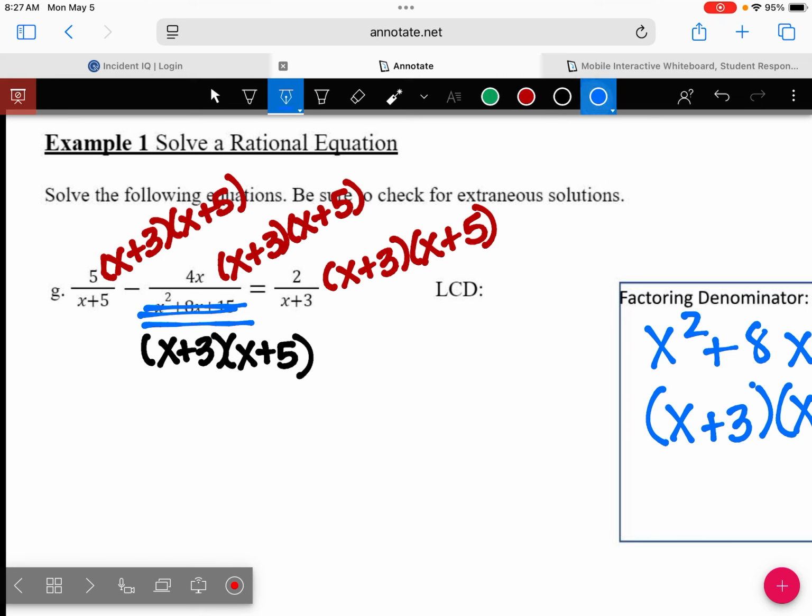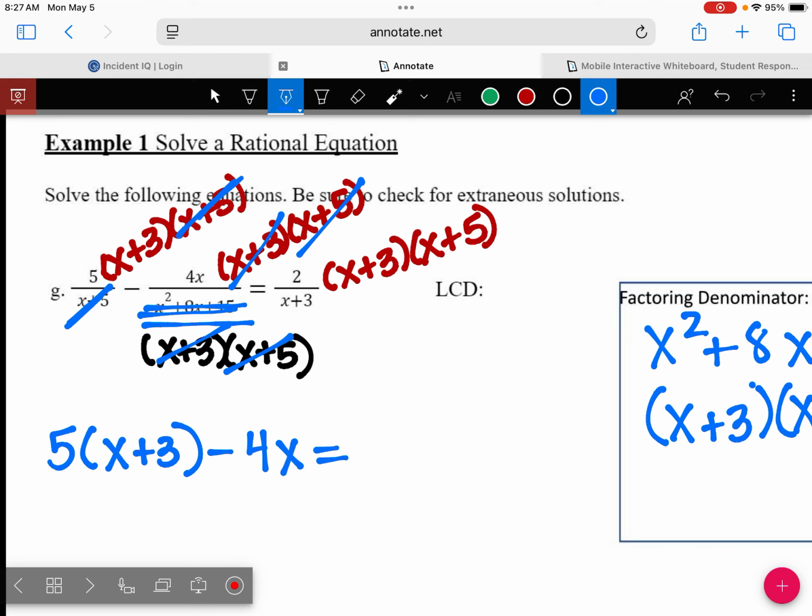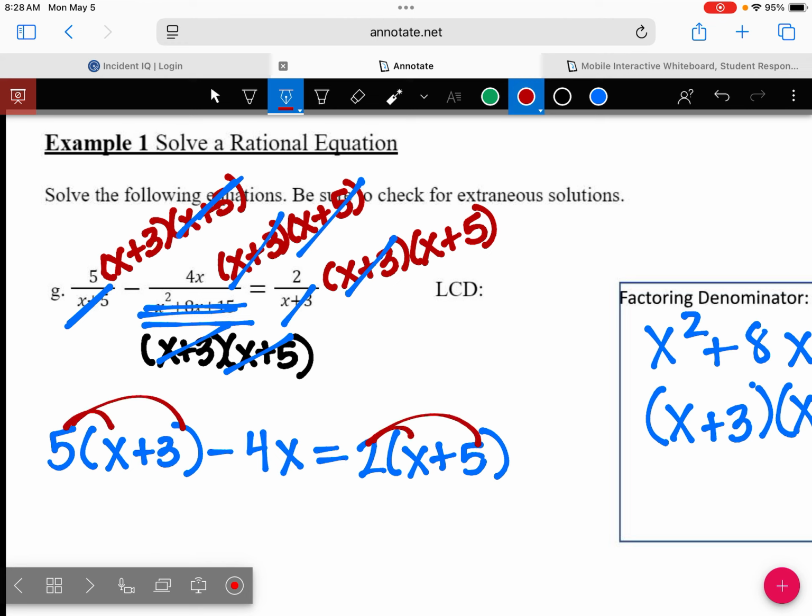So first I'm going to cancel out the x plus 5, leaving me with 5 times x plus 3. Bring down the minus sign. This 4x has both denominators, so they both go away, just leaving you with a 4x. Bring down the equal sign. And then x plus 3 goes away, leaving you with 2 times x plus 5. All right, so take a moment and distribute the 5 and distribute the 2. I'm going to freeze my screen, and we'll come back together.